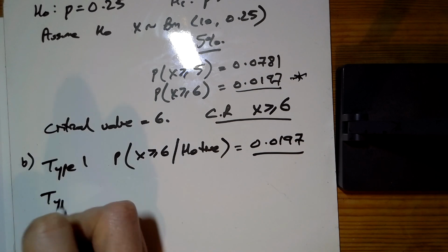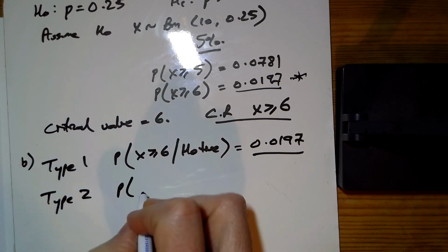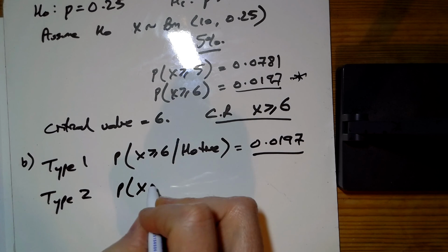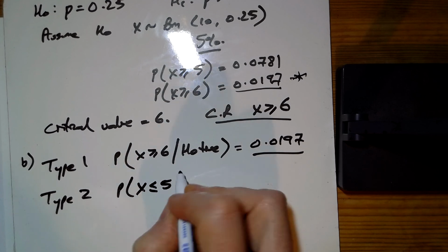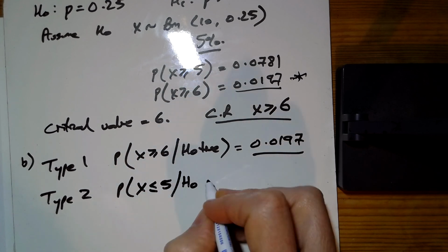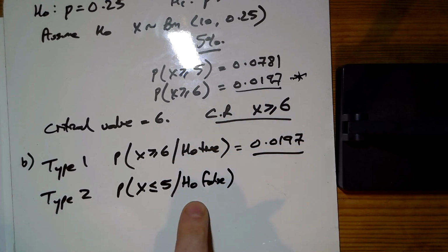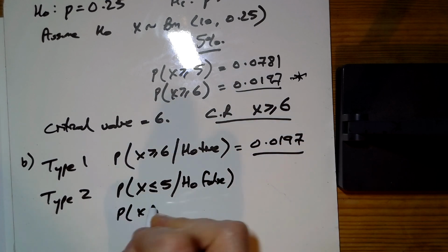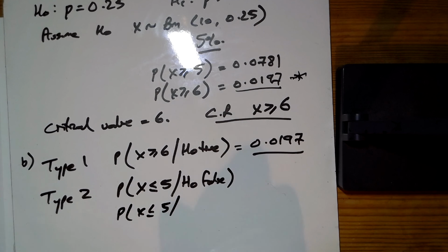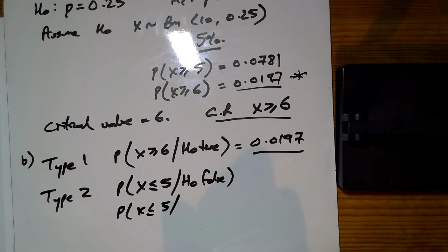But a type 2 error is the probability of saying X is less than or equal to 5, given that H0 is false. Now, we don't know anything about this, and so they have to tell us. So they tell us in the question that it's later found out to be p is equal to 0.3.